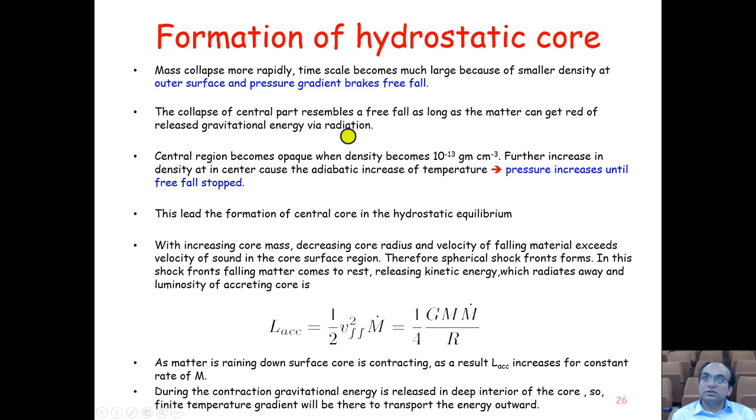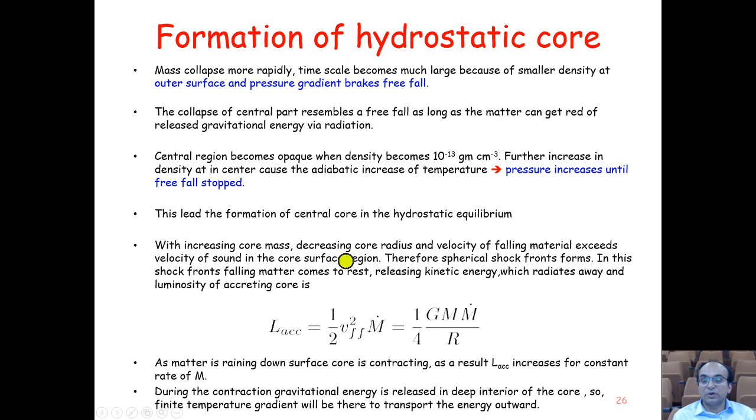So the central region becomes opaque because the density increases, and the density becomes approximately 10 to the power minus 13. If you remember, we considered the initial density as 10 to the power minus 13, and now it is just 10 to the power minus 13. Further increase in density at the center causes an adiabatic increase in temperature. Pressure increases until free fall is stopped. This led to the formation of the central core in hydrostatic equilibrium. With increasing core mass and decreasing core radius, the velocity of the falling material exceeds the velocity of sound at the core.